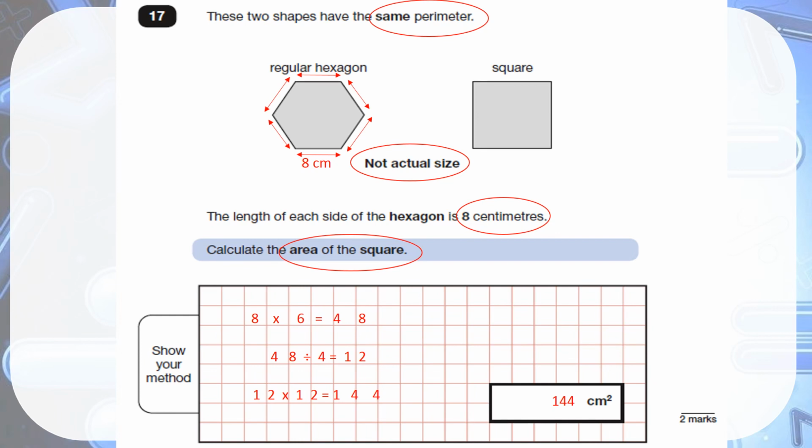Once I know this, I can then do 12 times 12, which would be the base times the height of my square, which should give me the answer of 144. Unfortunately, in the question it already tells you that it's going to be centimetres squared, which we know happens when you find the area of your shape.